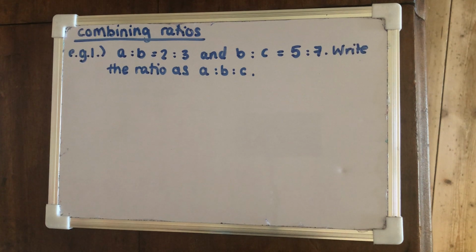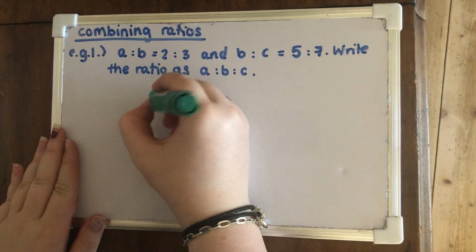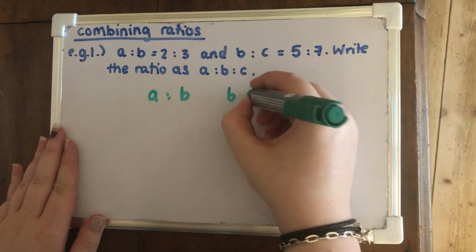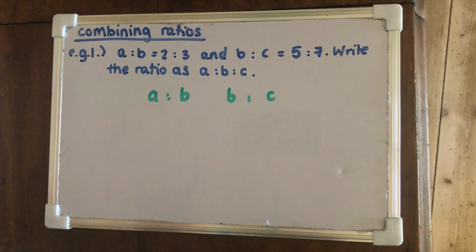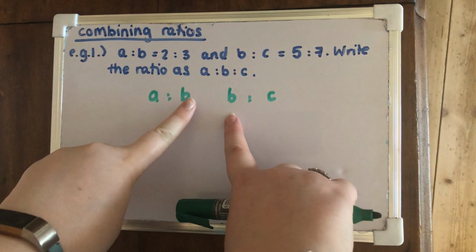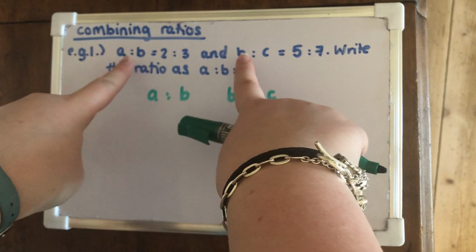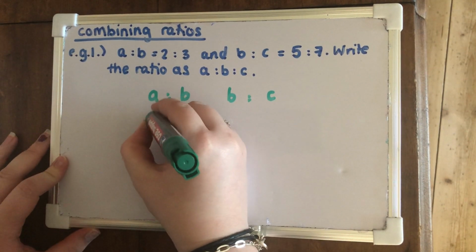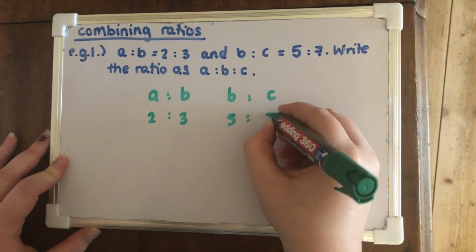So the first thing is I'm going to rewrite stuff that's in the question, but I'm going to have the letters on the top and then the numbers on the bottom. Now whichever letter appears in both of the ratios, those are the ones that you want to have next to each other in the middle. We've got a B in this one and a B in this one, so I want to keep the B's next to each other and you'll see why in a moment. So the first one is 2 and 3 and the second one is 5 and 7.